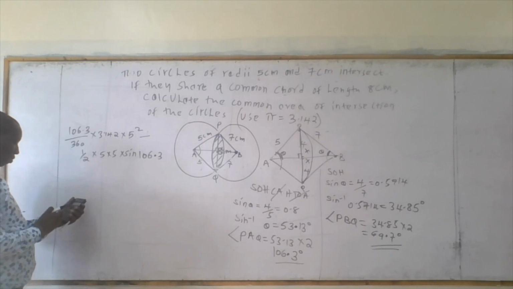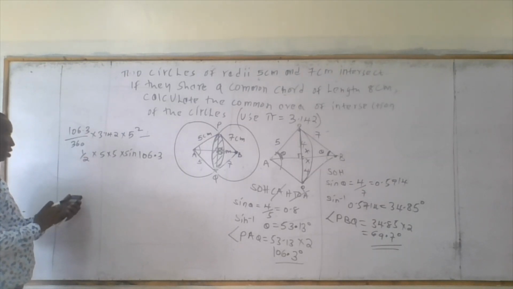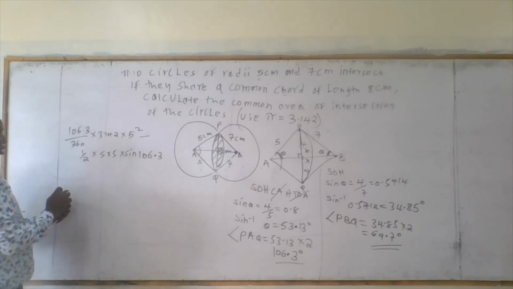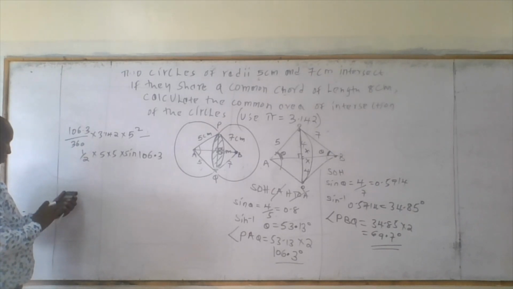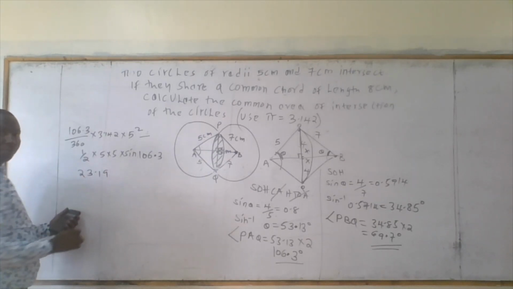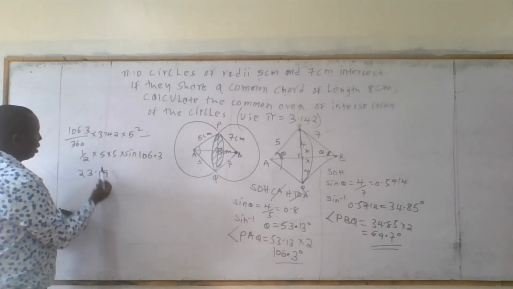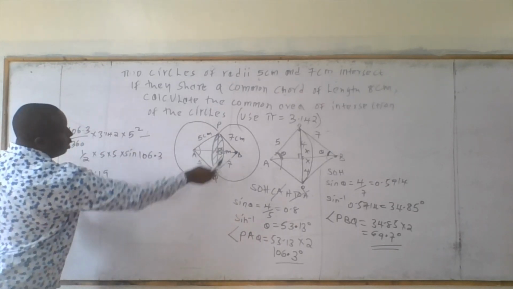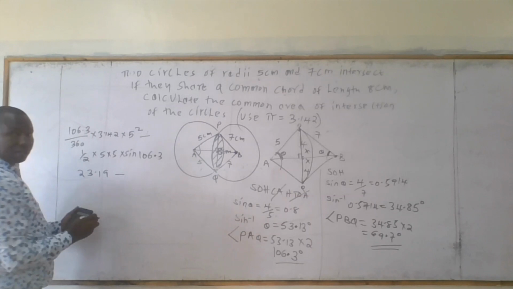So let's see. 106.3 divided by 360 times 3.142 times 5 squared. We first of all get 23.19. That's the area of the sector. Subtract the area of the triangle.